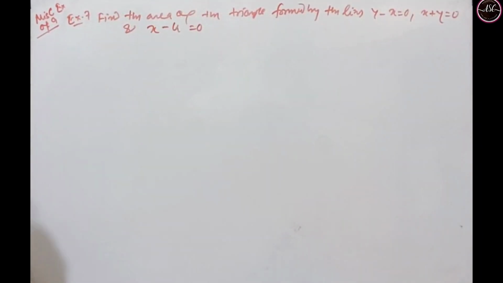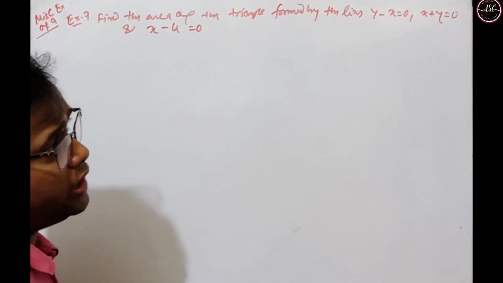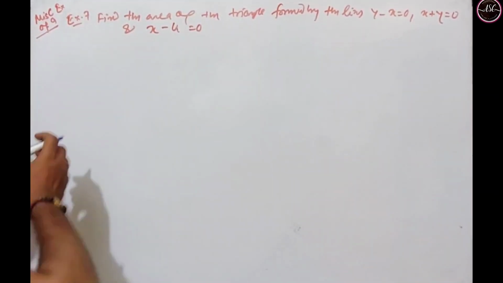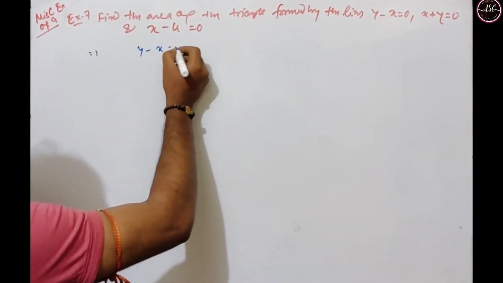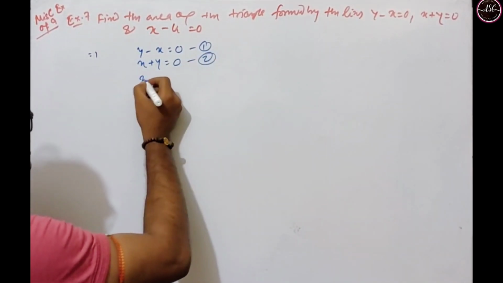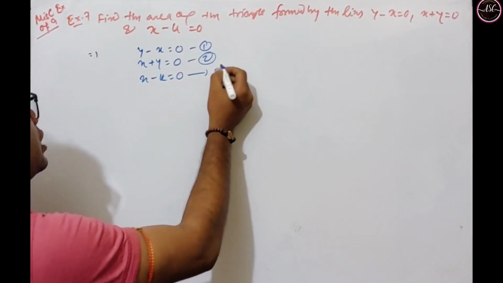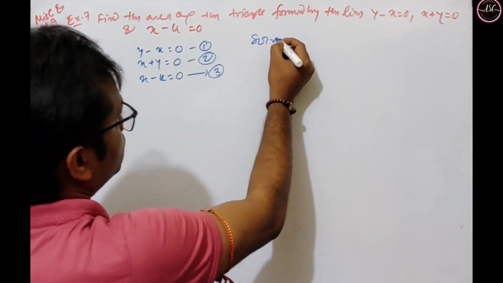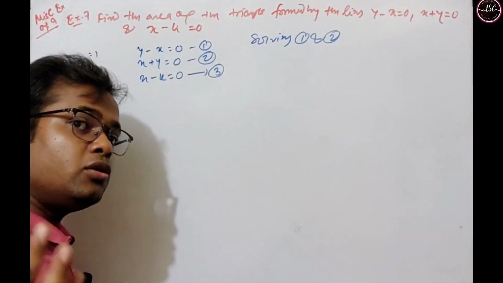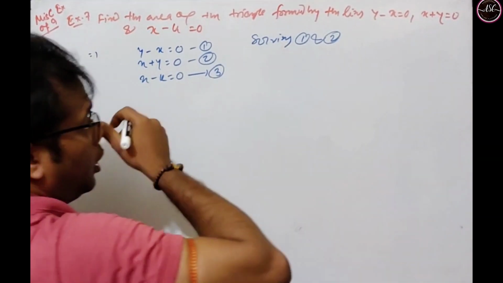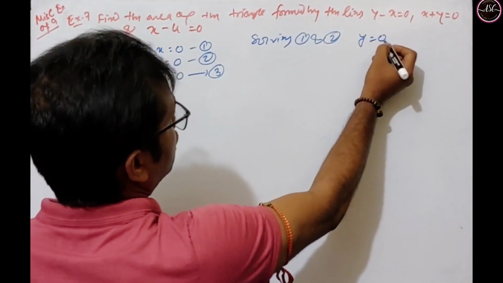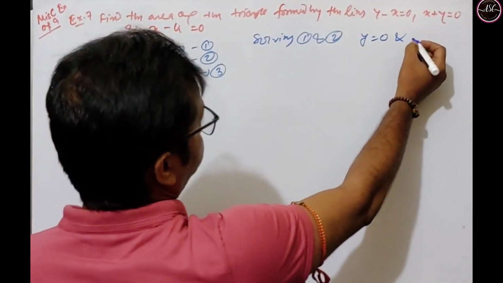Just look at this question: find the area of the triangle formed by the lines y minus x equal to 0, x plus y equal to 0, and x minus k equal to 0. This type of example we have done already. So y minus x equal to 0 is equation 1, x plus y equal to 0 is equation 2, and x minus k equal to 0 is equation 3. Now solving 1 and 2, we get the intersecting point, and the intersecting point will be the vertex of the triangle. So from 1 and 2 we have 2y equal to 0, that means y equal to 0 and x equal to 0.